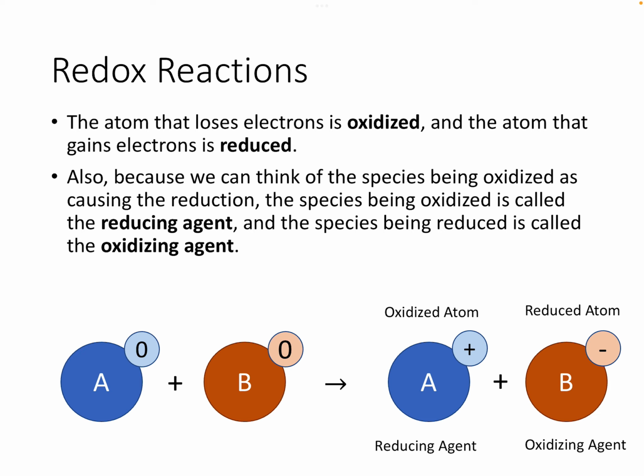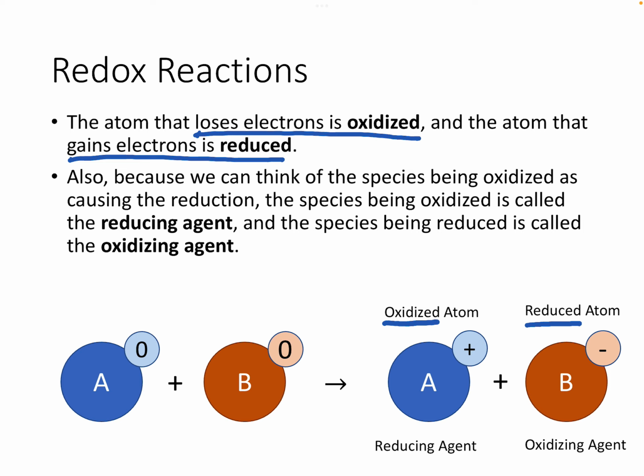All right, so again, the atom that loses electrons is oxidized, and the atom that gains electrons is reduced. So in our example from earlier, A was the molecule that lost electrons, so it is oxidized, and B gained electrons, so it is reduced.